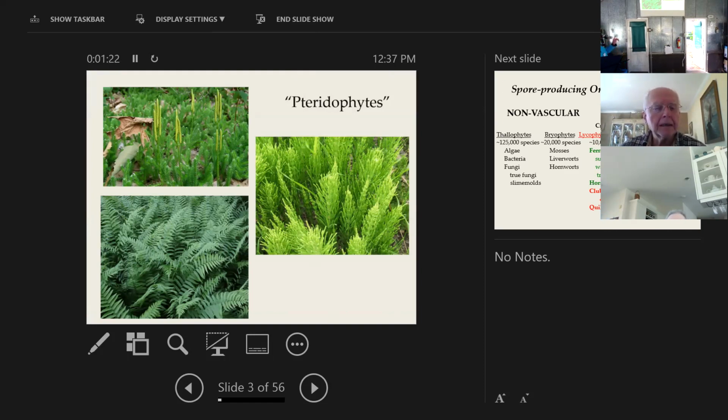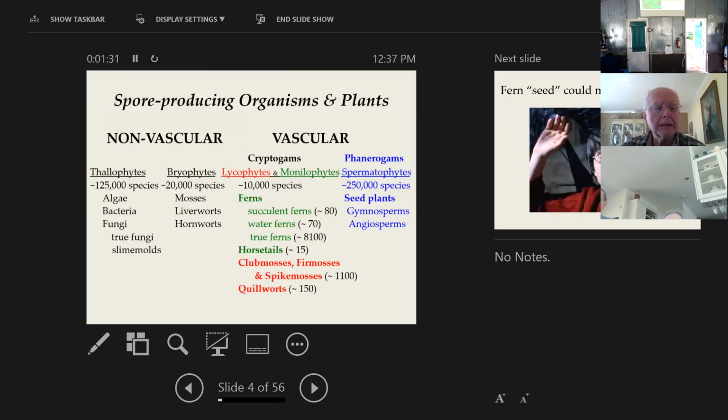Now, until recently, ferns and club mosses and horsetails were lumped together in a group called pteridophytes, which literally means winged plants. But modern DNA analysis shows that some of these groups are farther apart than we'd originally thought. The lycophytes are the club mosses, fir mosses, spike mosses, and quillworts. Not a whole lot of them in the world, as you can see, and they're lumped together as the lycophytes, while the ferns and the horsetails are lumped together under the monilophytes.